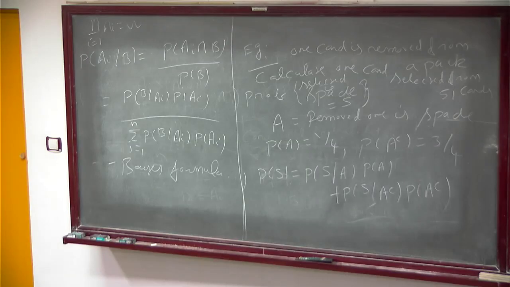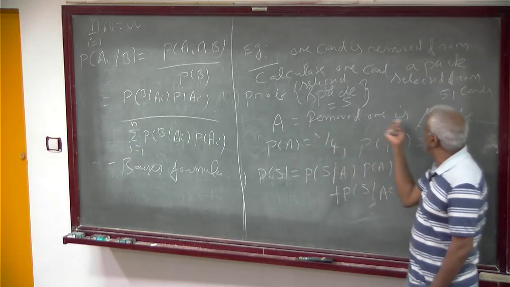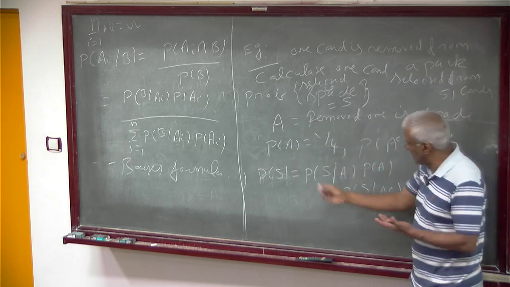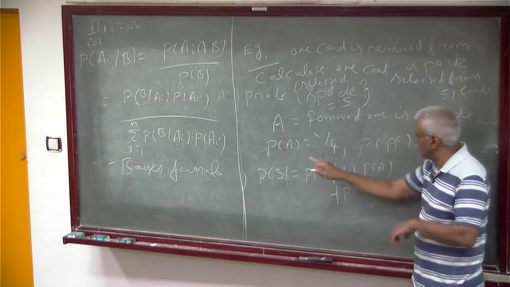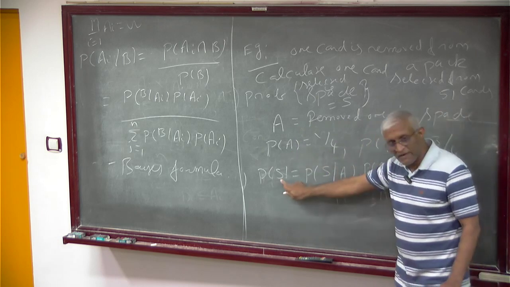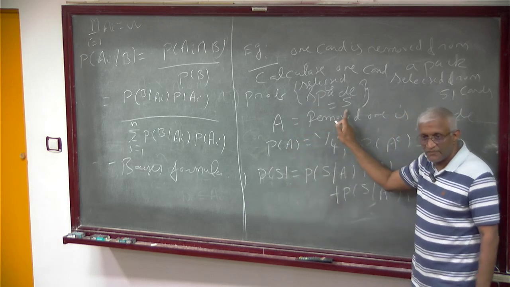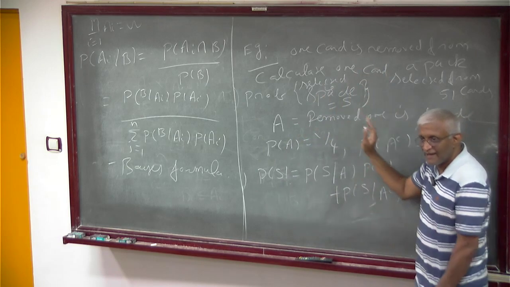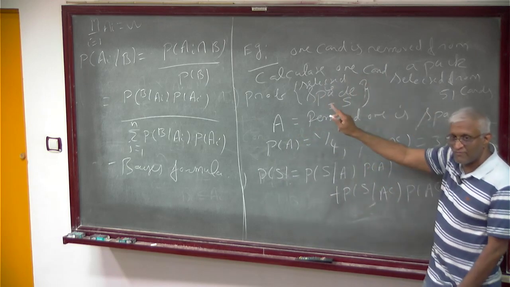So now we want to find A, which is that the removed card is a spade. That is one thing. Whether A could have happened or A complement could have happened: A has probability 1/4, A complement has probability 3/4. Now you want to find P of S, where S is that the selected card is a spade. Even though my handwriting is not right, I have written everything. All the information is here if you carefully look at it.